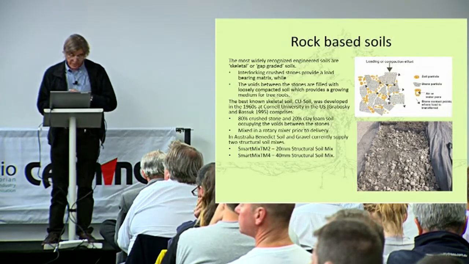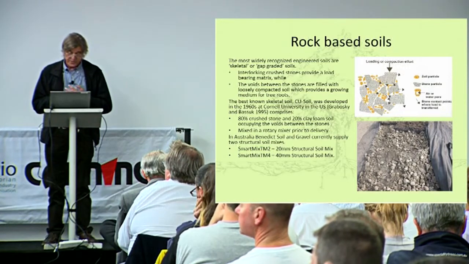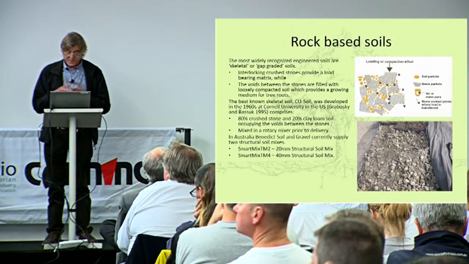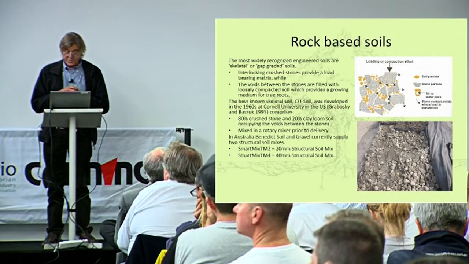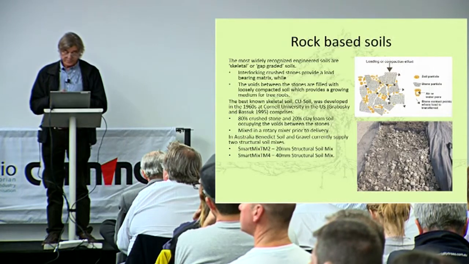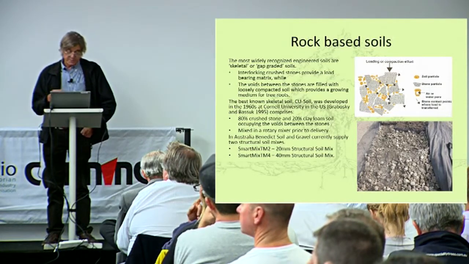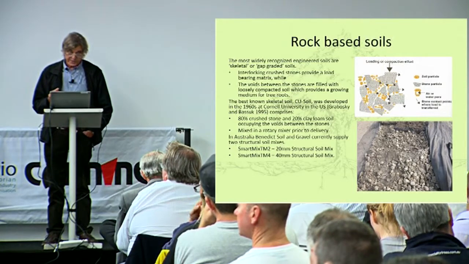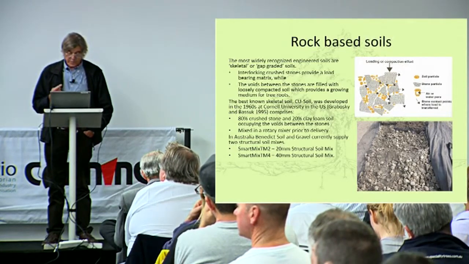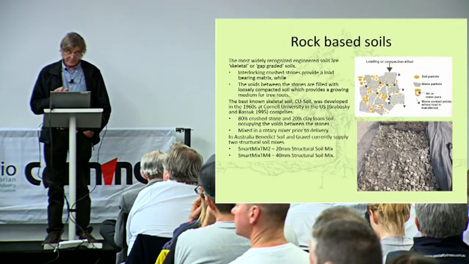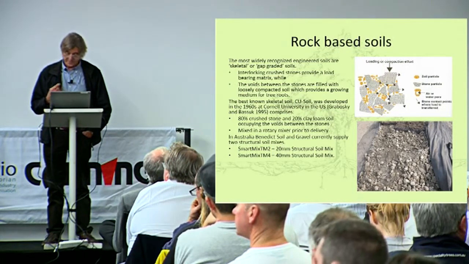The best known variety of this sort of skeletal soil is the CU soil, which was developed in the 1960s by Grabowski at Cornell University. This mix has 80% crushed stone and only 20% clay loam soil, and it's mixed in a rotary mixer prior to delivery and installation. So you can get these sorts of soils in Australia or have them prepared. One of the best known ones is Benedict Soils in New South Wales, who have a number of different structural soil mixes.